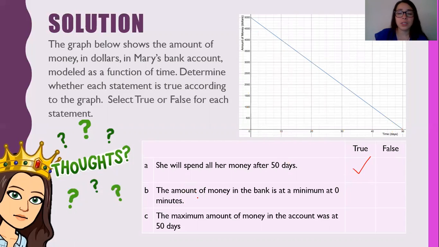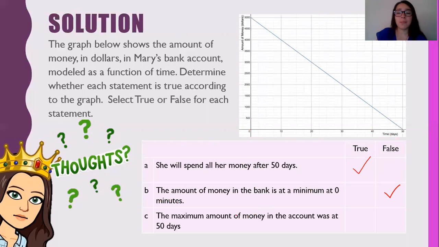When we look at statement 2, the amount of money in the bank is at a minimum at 0 minutes, meaning minimum is at its lowest amount. So if we look at 0 minutes, where it says time/days, although that should say 0 days, seeing as this is days. But let's say it says days, not minutes. If we're at 0, is it at a minimum on that day? No, because it's not at its lowest amount. If anything, it is at its highest. So this would be false because it is not true.